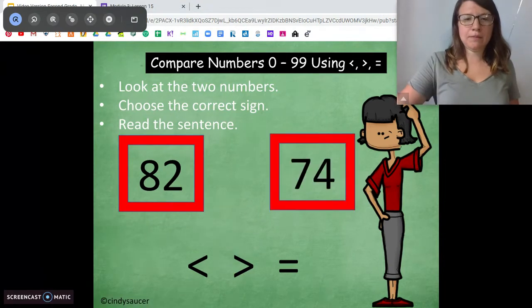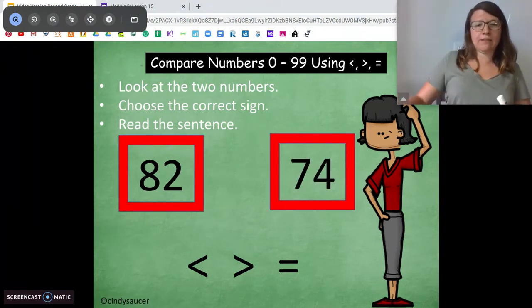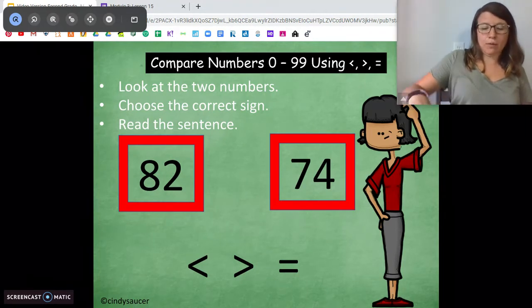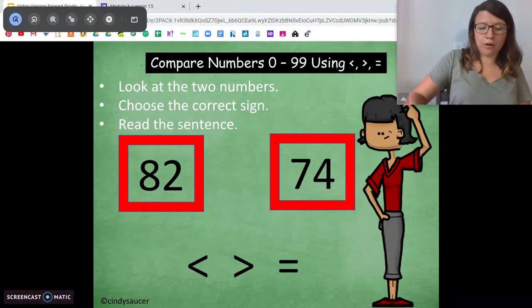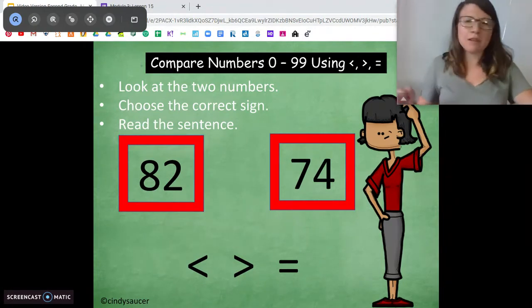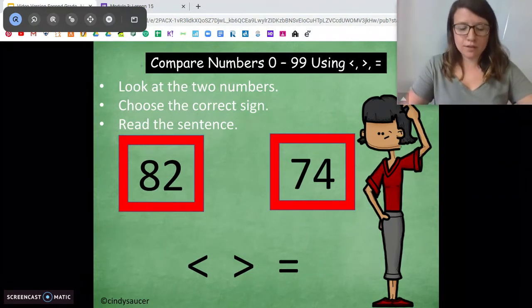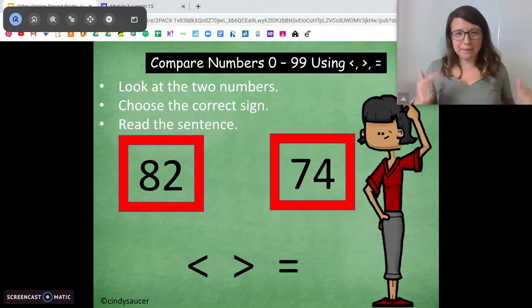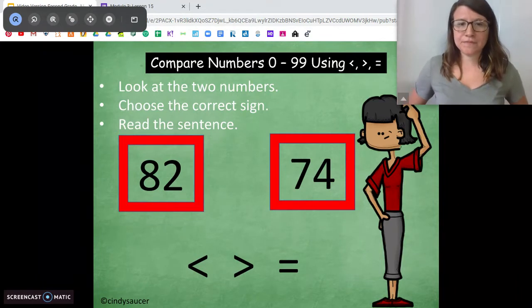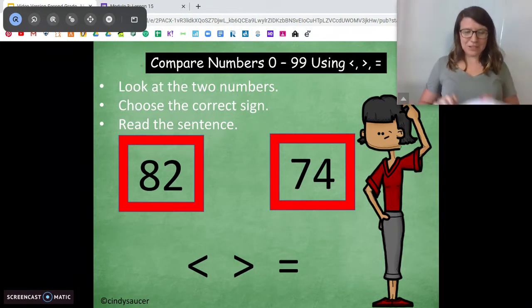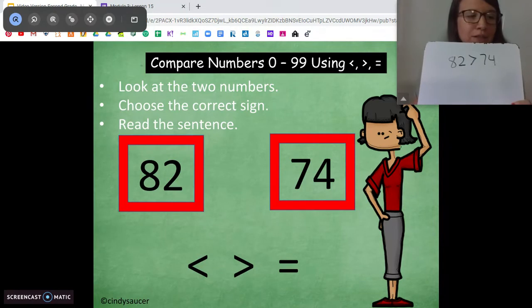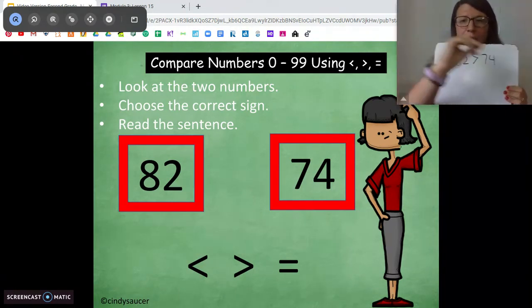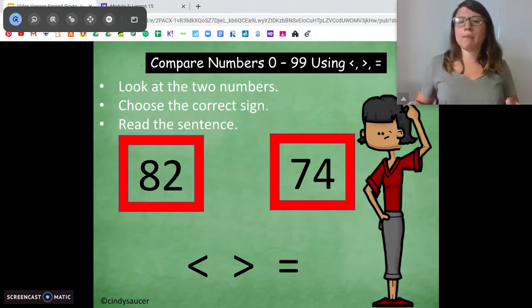All right, let's try the next one. Compare 82 and 74. Make sure you write 82 first and then 74. We read it across that way when we're comparing numbers, when they tell us what numbers to compare. So go ahead, pause the video. Tell me how that's going to look. Got it? All right, read me your sentence. Good job. 82 is greater than 74. Excellent work. Our little Pac-Man alligator mouth is eating the 82 because it's the bigger number.